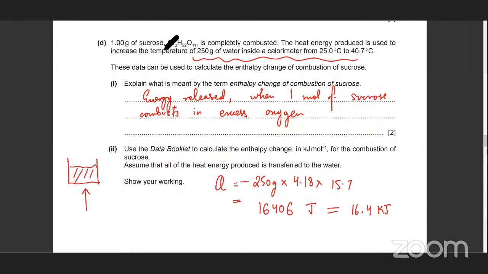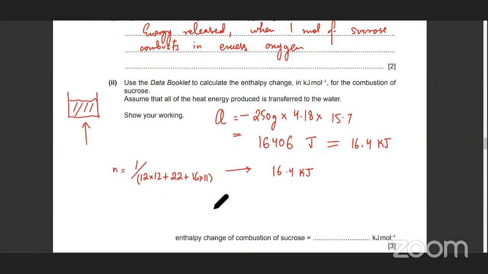So we have to figure out how many moles this is. So this is 1 gram of sucrose. So how many moles is this? That's 1 divided by the Mr of sucrose, which is 12 into 12 plus 22 hydrogens plus 16 into 11. So that's mass divided by Mr. So these many moles produce 16.4 kilojoules of energy, right? 1 gram. So how much would 1 mole produce?